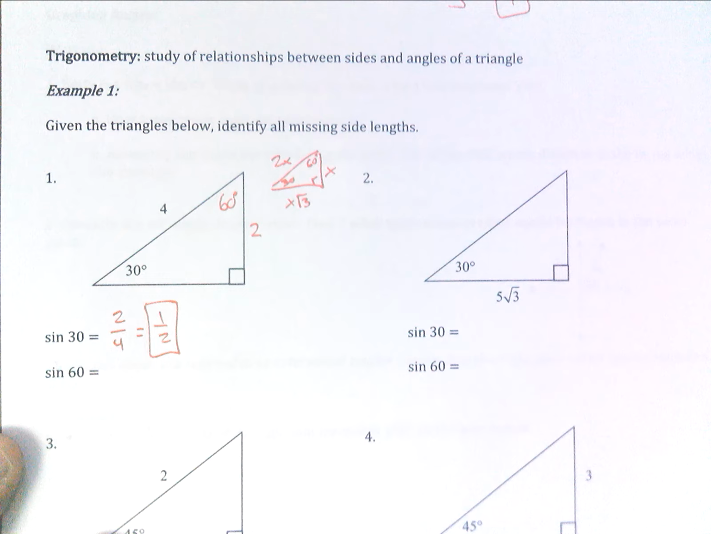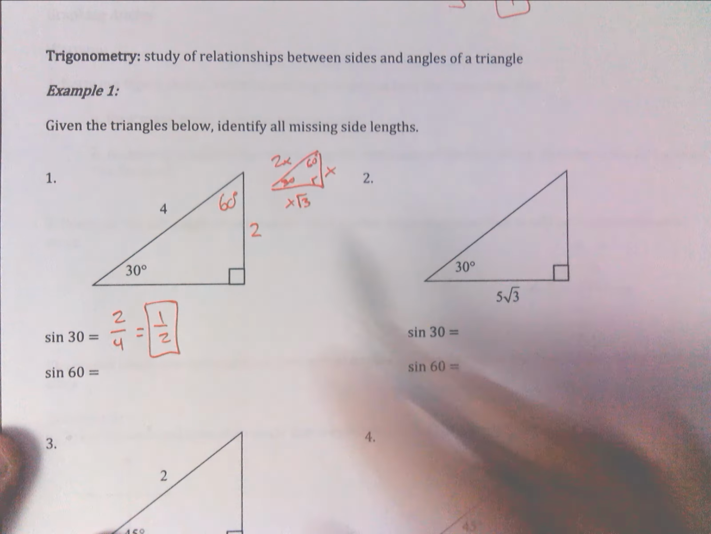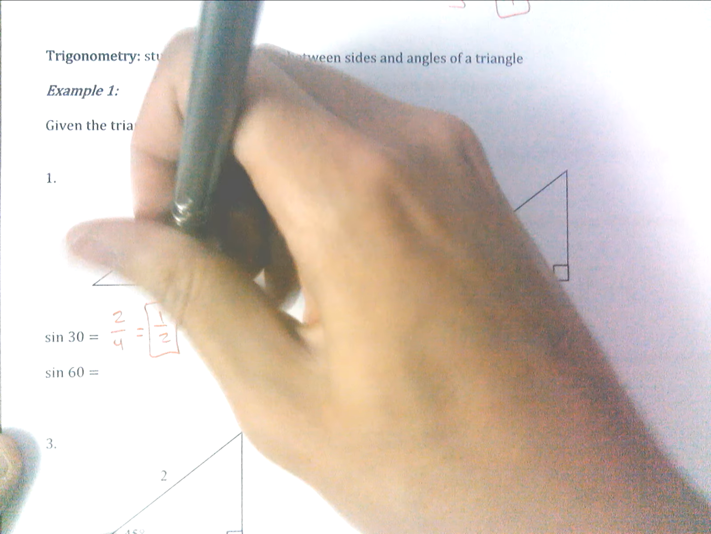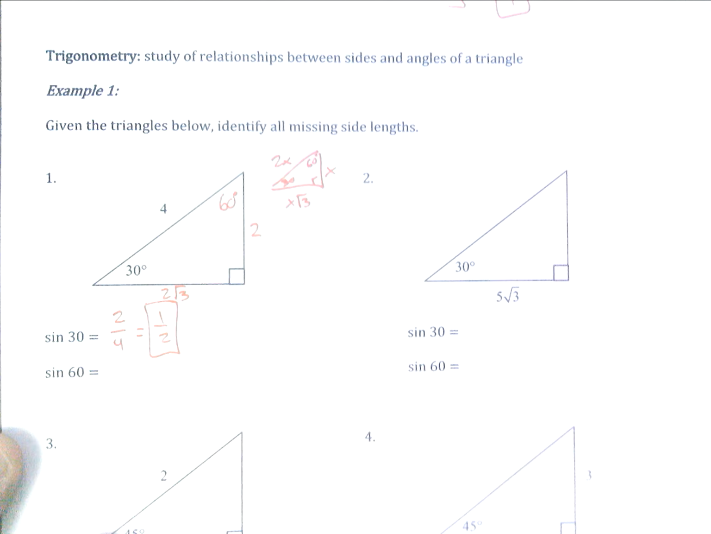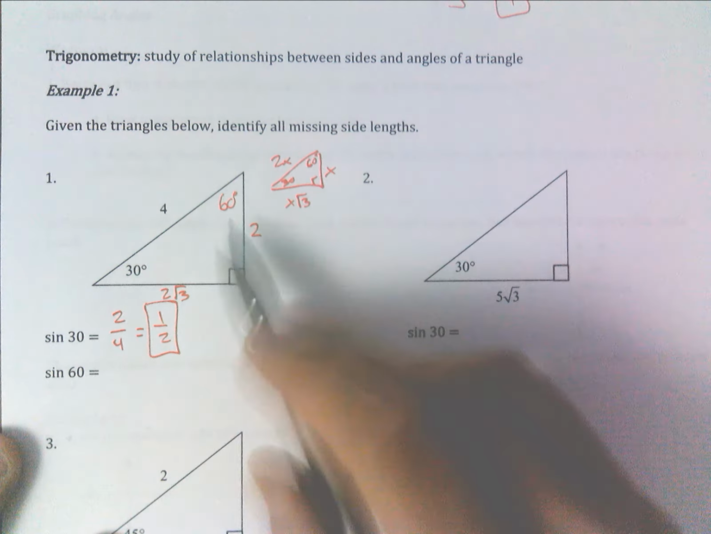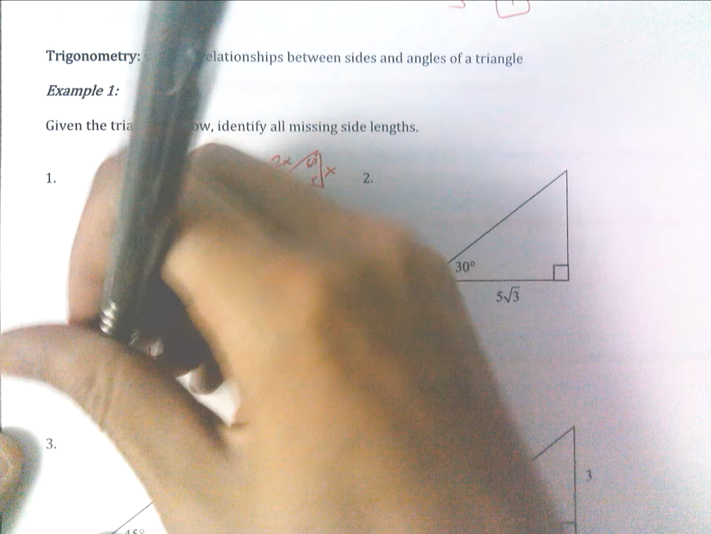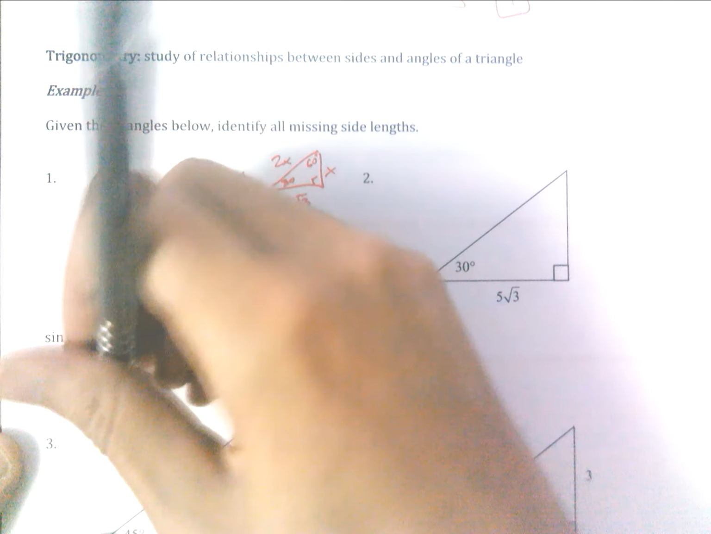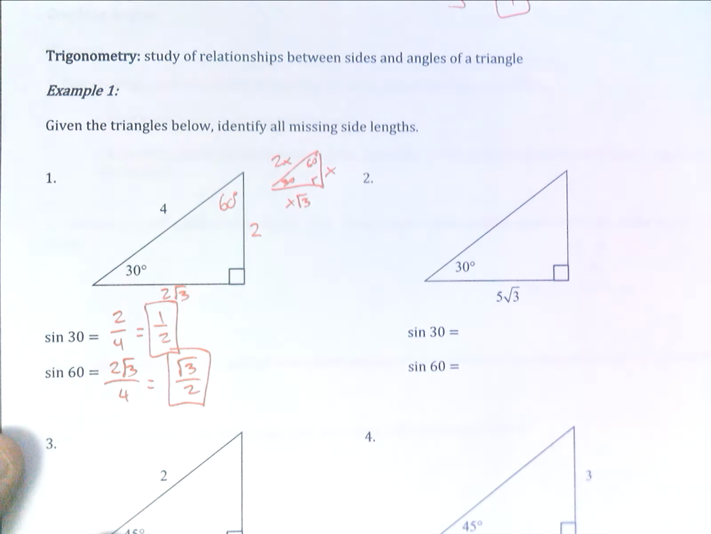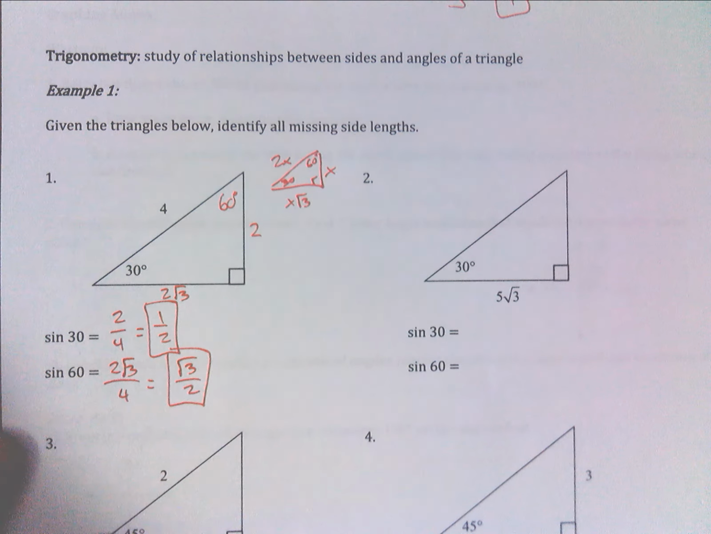We know that across from the 60 is x root 3, or in this case, 2 root 3. So then the sine is opposite 60 over the hypotenuse, so 2 root 3 over 4. So we have 2 root 3 over 4, which reduces to just root 3 over 2. Go ahead and try number 2 on your own. You can pause the video and unpause once you got it to check your work.